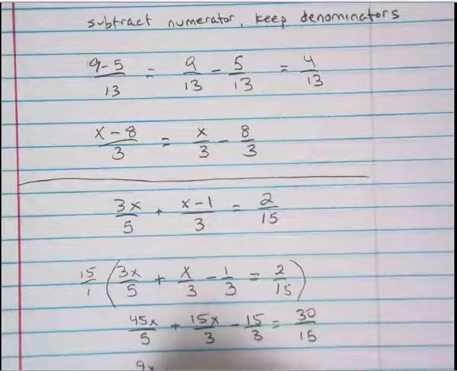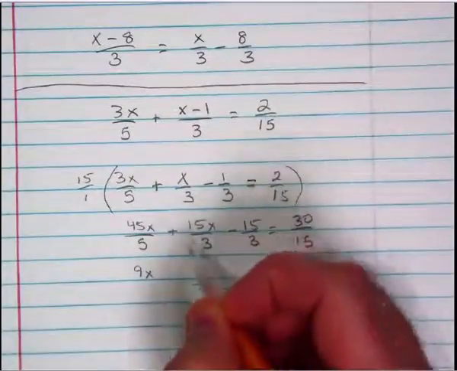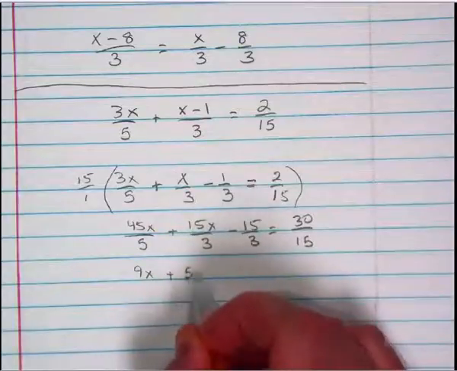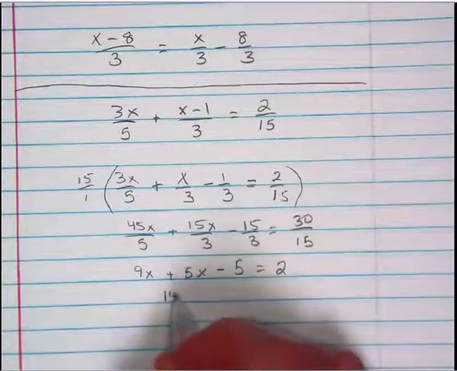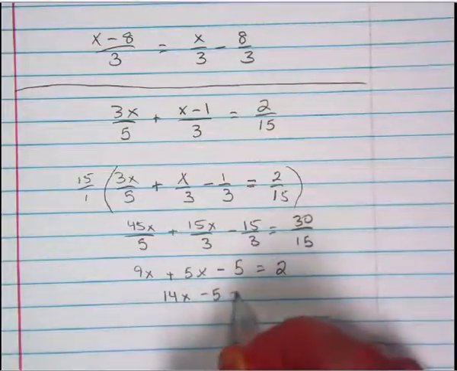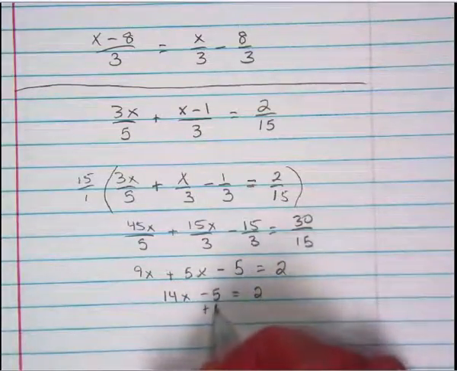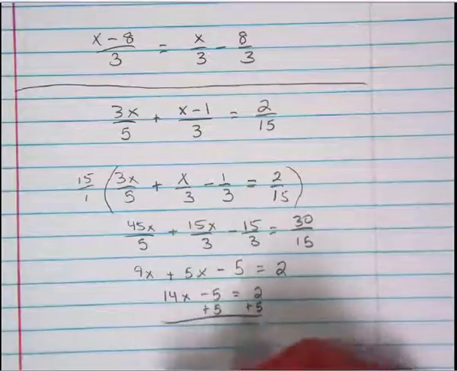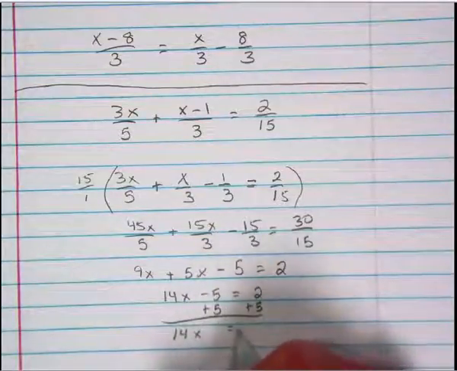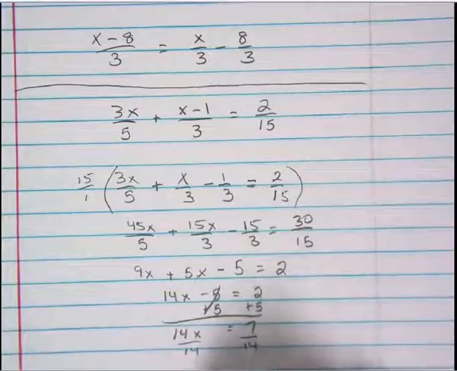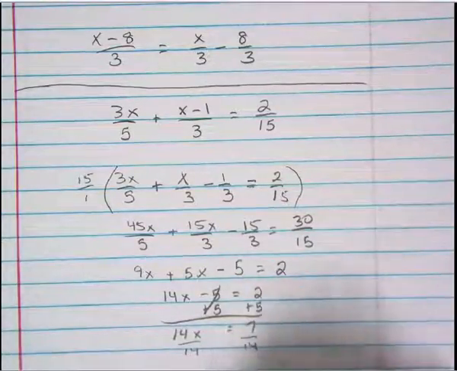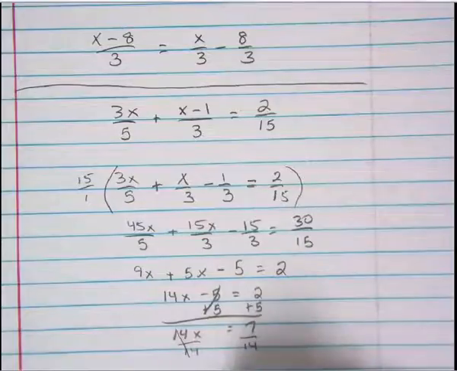So I've distributed through the 15. Now I'm dividing out the different fractions. Combine like terms. Solve by adding 5. Divide 14 on both sides. And we get that x equals 1/2. Do be careful that 7 divided by 14 is 1/2, not 2.